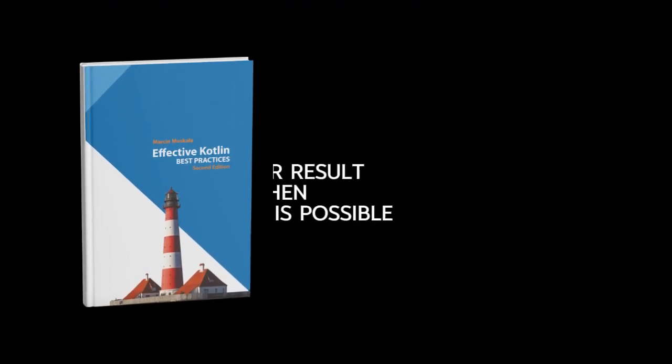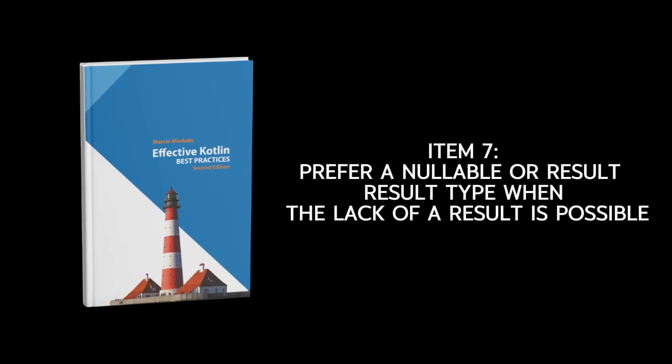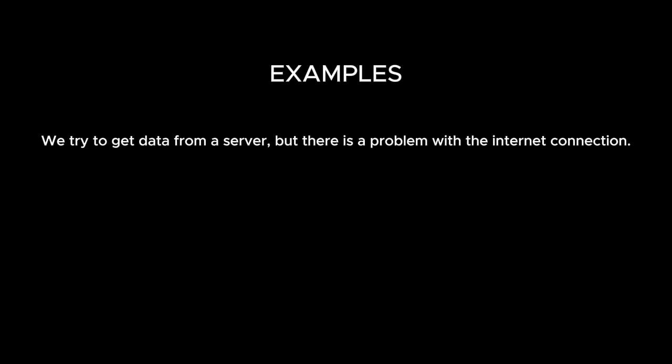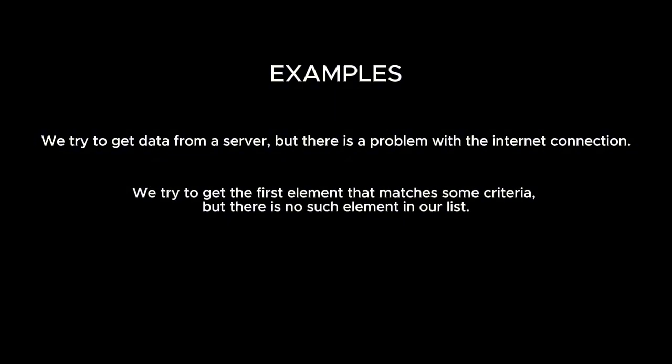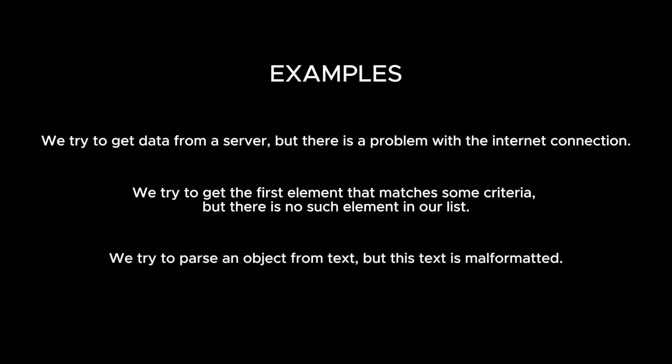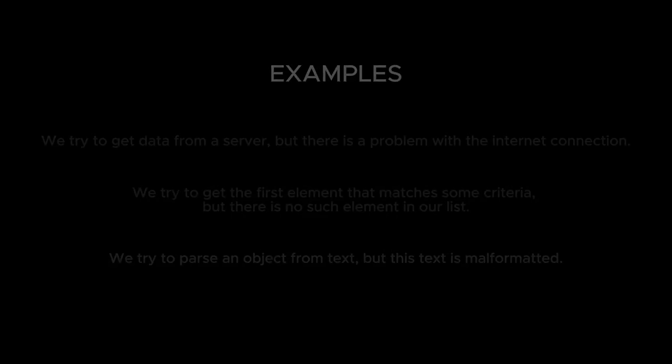Effective Kotlin. Item 7. Prefer a nullable or Result type when the lack of a result is possible. Sometimes a function cannot produce its desired result. A few common examples are the following. We try to get data from a server, but there is a problem with the internet connection. We try to get the first element that matches some criteria, but there is no such element in our list. We try to parse an object from text, but this text is malformatted.